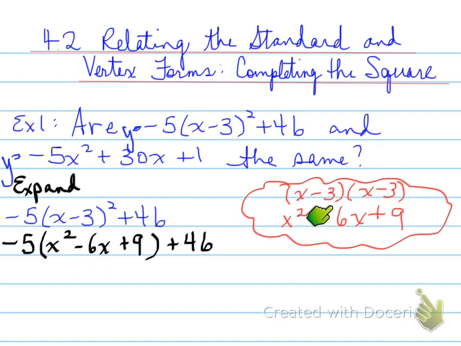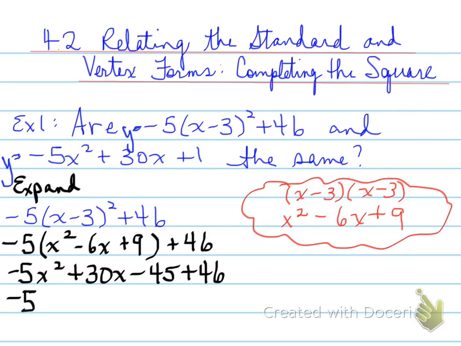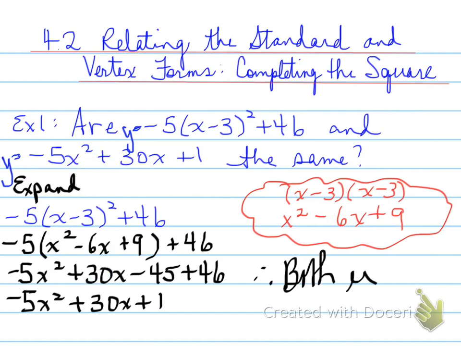Now you could do it the long way, folks. There's nothing wrong with that, and you get the full marks. But when we expand this, we now can take negative 5 and expand it into each bracket. So we have negative 5x squared plus 30x minus 45 plus 46. Collecting like terms again, negative 5x squared plus 30x plus 1. Does that equal the other equation we were given? And yes, folks, these two equations are the same. Both expressions are the same. So if they're equations, they have y equals. Without y equals, they would be expressions.